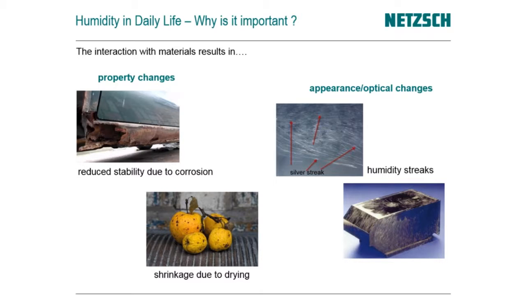From the appearance side, we can take a look at the polymer industry. If you have an injection molding process and you take a raw material with too high a moisture or humidity content, you will get so-called silver or humidity streaks, which just make the appearance of your product not nice anymore, but in the case of stability it has not so much influence.